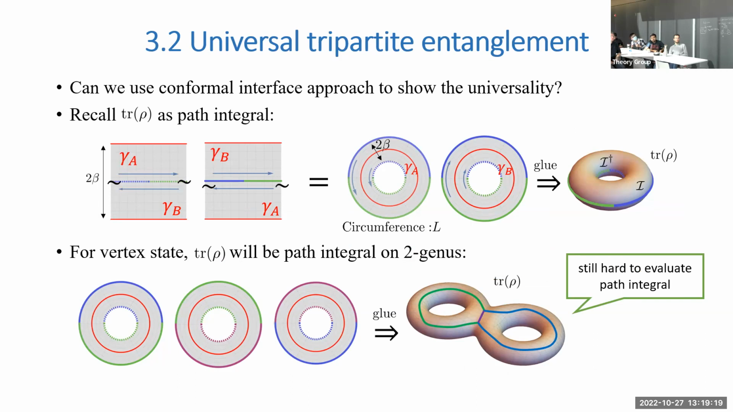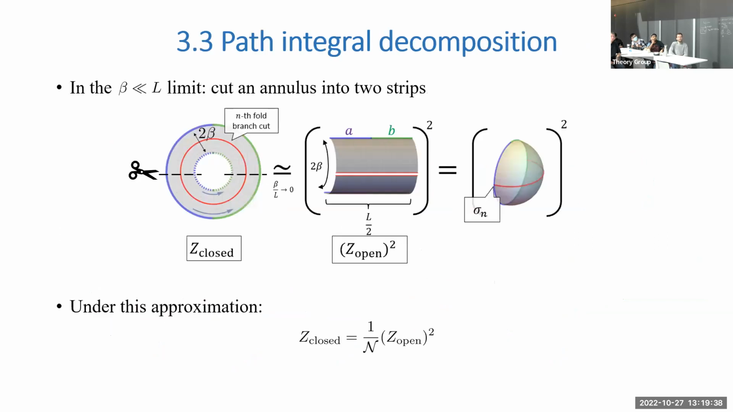And for the general case for the vertex space, suppose it is a three vertex space, the trace will be a partition function on a genus two surface. And in theory, it is still kind of hard to evaluate a partition function on the genus two surface. So on the next slide, we take an approximation to basically use two copies of this open boundary partition function to approximate the closed boundary partition function. That's a little bit too detailed, but I just want to show that we can do that.